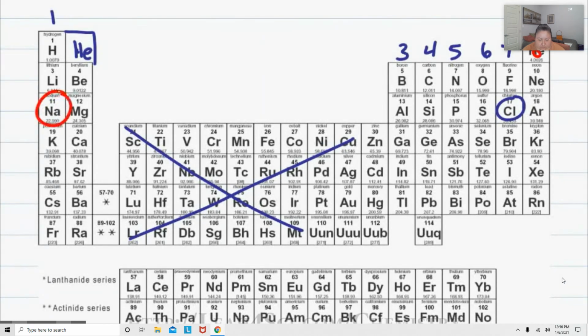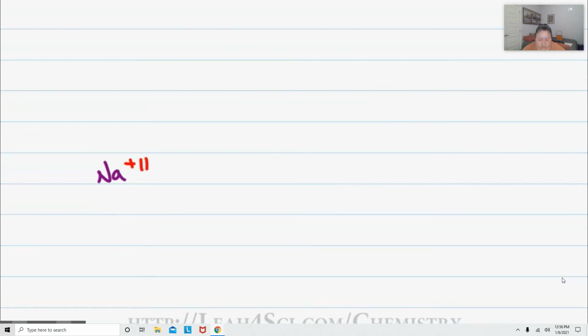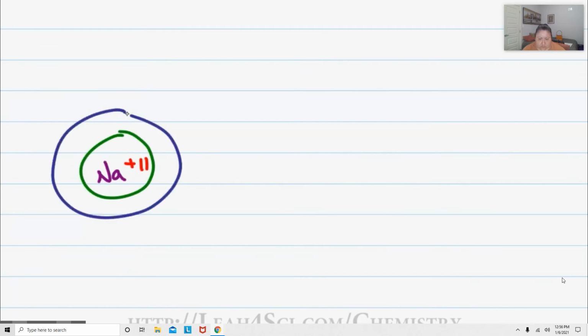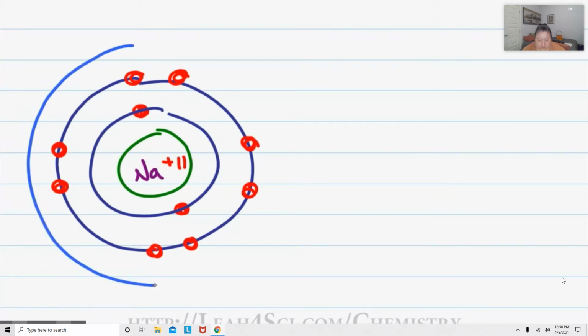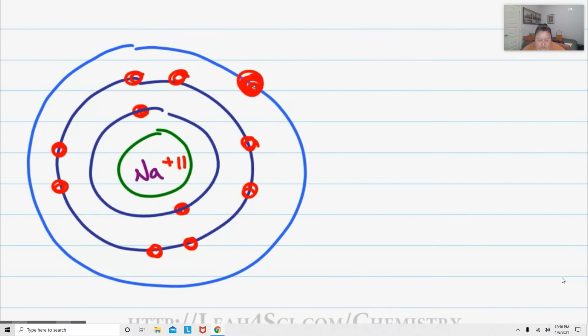We'll start with sodium and recognize that it has an atomic number of 11 and that it's located in the third period on the periodic table. If we draw the nucleus of sodium, we'll write Na and give it a plus 11 because the atomic number tells me how many protons I have in the nucleus. We'll draw a small circle to represent the nucleus and now start drawing in the electron shells. The first shell is going to have 2 electrons because the smallest shell can only hold 2. The second shell can hold a total of 8 electrons, and that means if we already have 2 and 8, that's 10. That means the 11th electron will be by itself in the outermost shell.